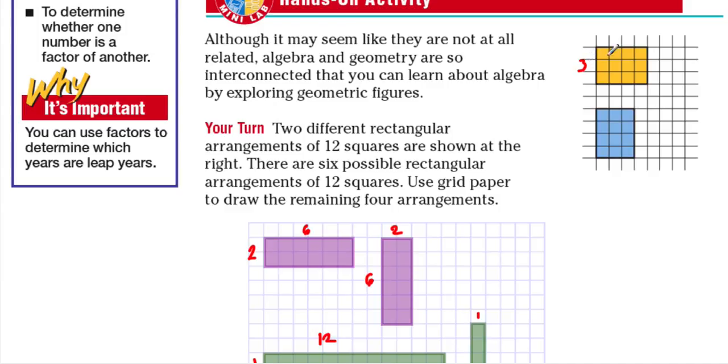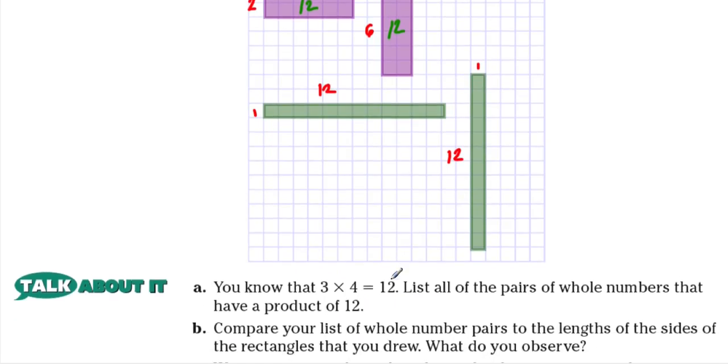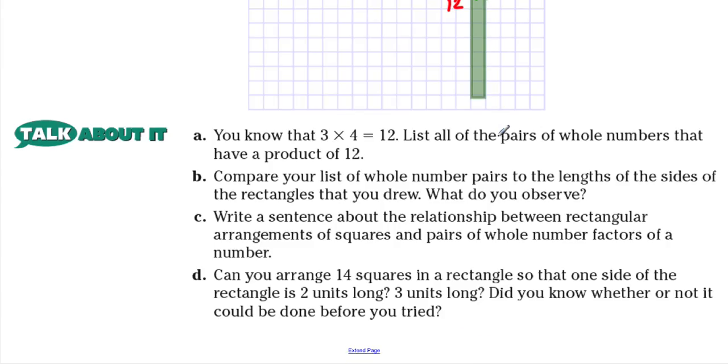Again, let's write this. This is a 3 by 4 and this is a 4 by 3. And if you notice, they all have 12 squares in the figure. So you know that 3 by 4, or 3 times 4, is 12. List all the pairs of whole numbers that have a product of 12.